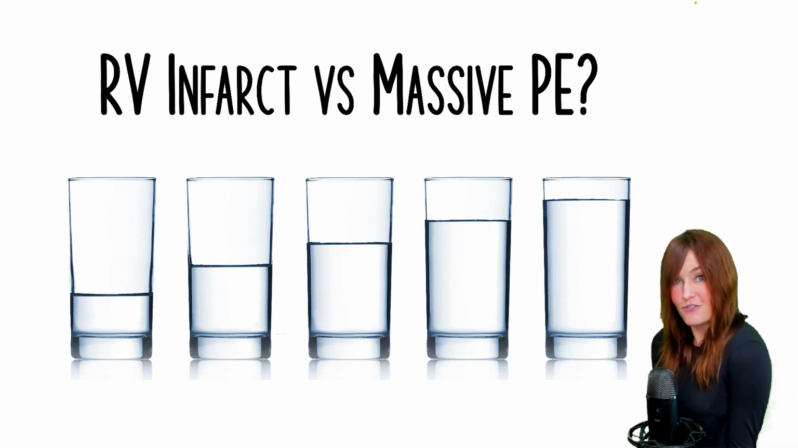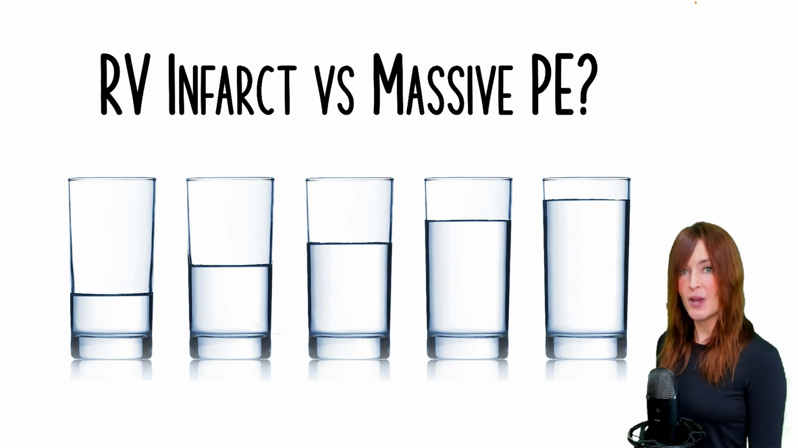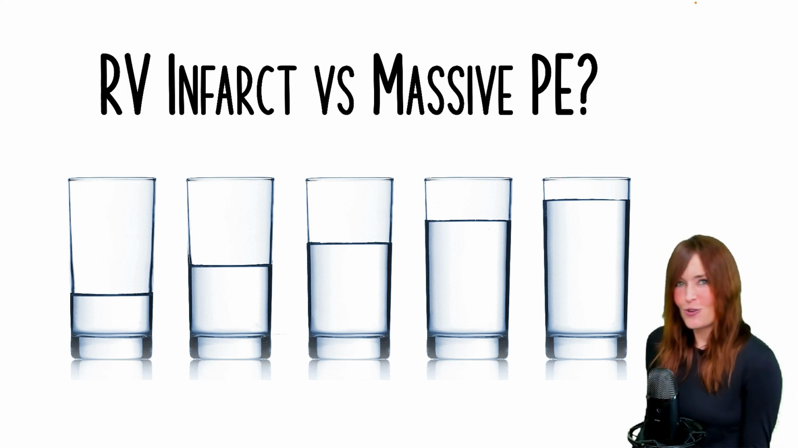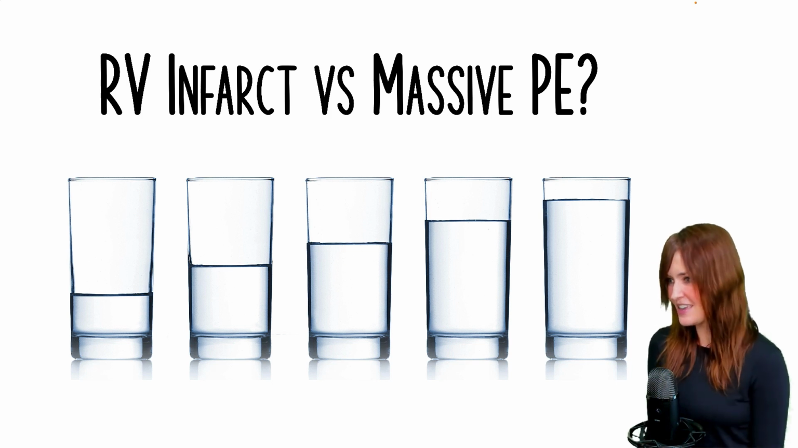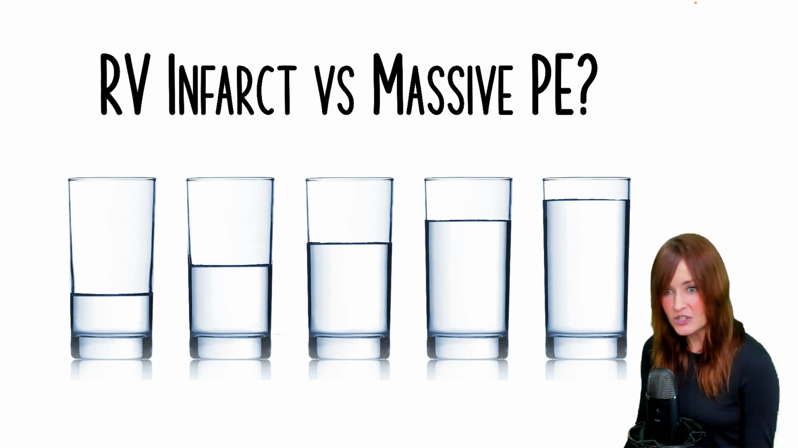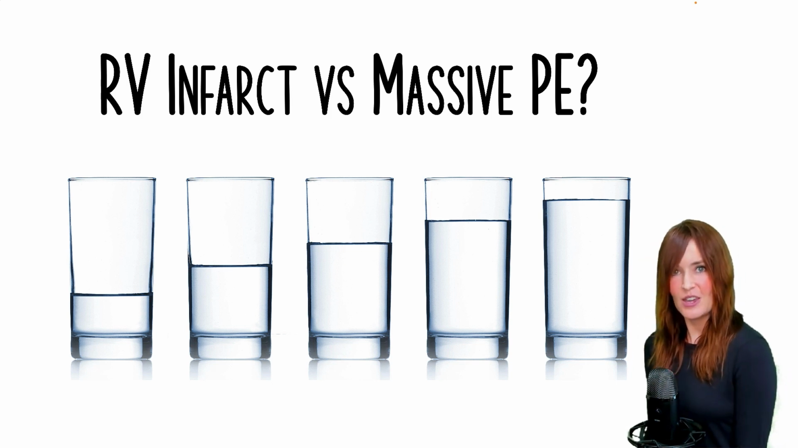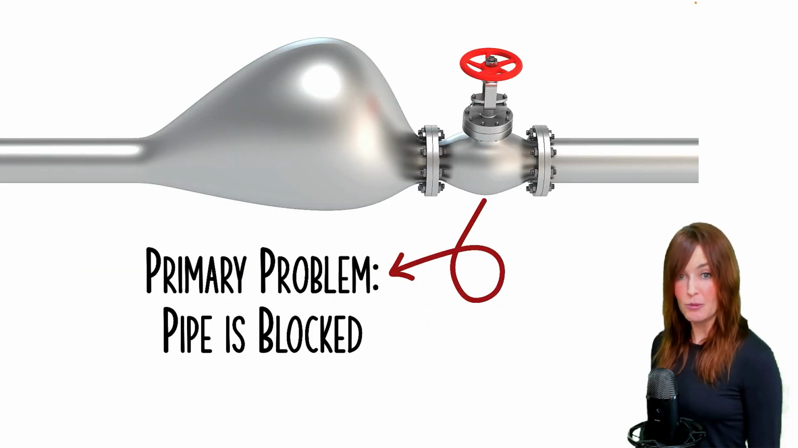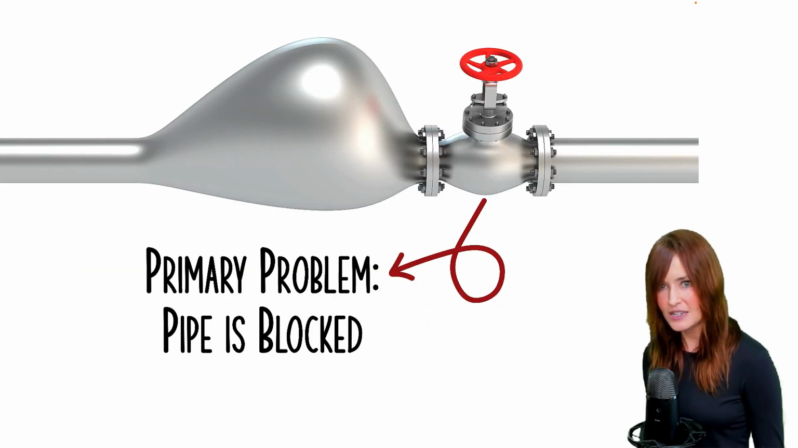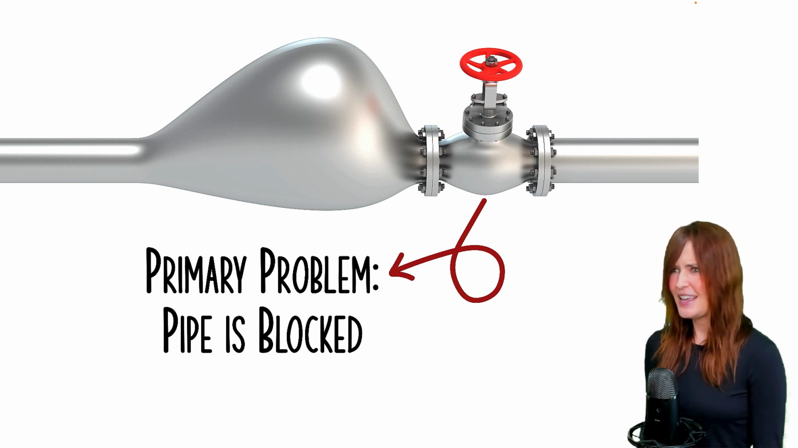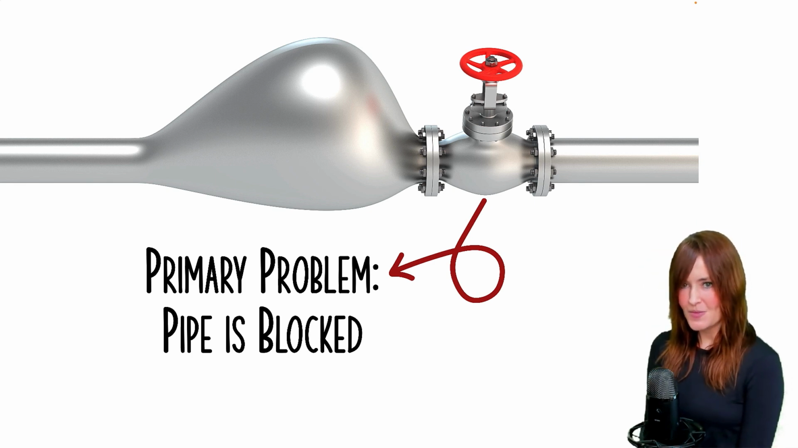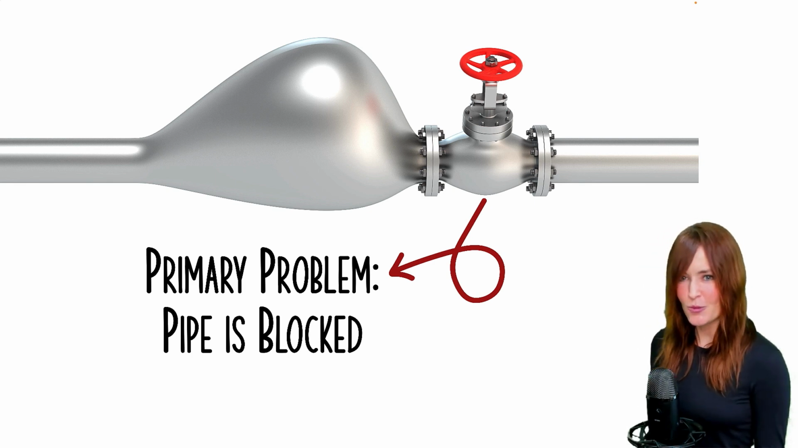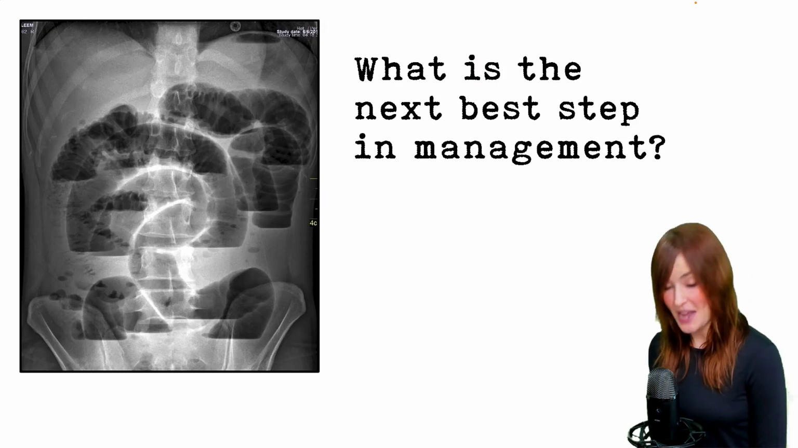If you have an RV infarct, is your afterload high? No, it's not, right? Having ischemia to your right ventricle, if that's your primary thing, your RCA got obstructed, that doesn't do anything to your afterload, but a massive PE does. And so if the primary problem is that the pipe is blocked, giving more fluid is not going to get you anywhere. Now, if you are more comfortable with medicine than plumbing, let me give you another analogy.